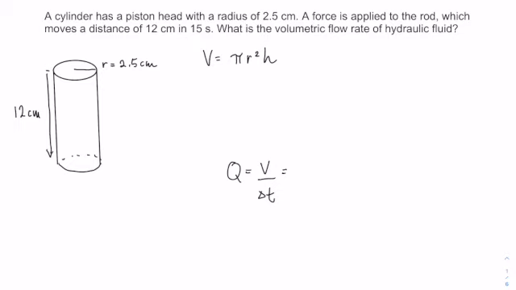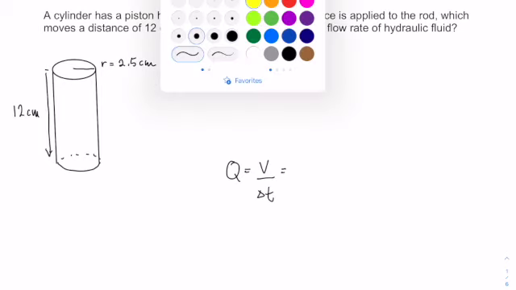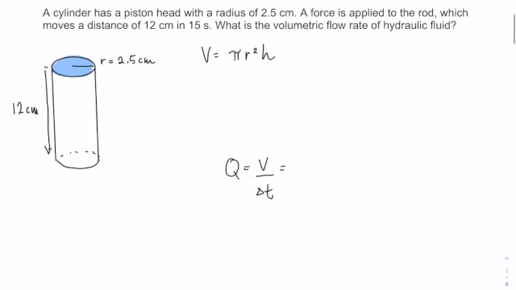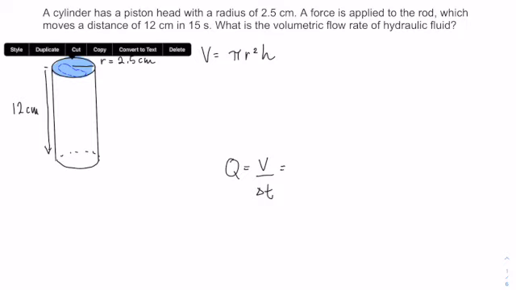Let's take a look at this example, which asks us to find the volumetric flow rate of a hydraulic fluid in a cylinder. A cylinder has a piston head with a radius of 2.5 centimeters. A force is applied to the rod, which moves a distance of 12 centimeters in 15 seconds. Let's find the volumetric flow rate. So we're pushing fluid through this cylinder over a distance, see if I can animate this for you, of 12 centimeters. And we're going to find the volumetric flow rate.